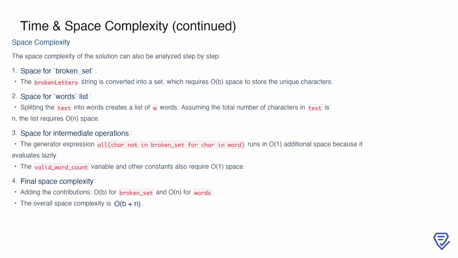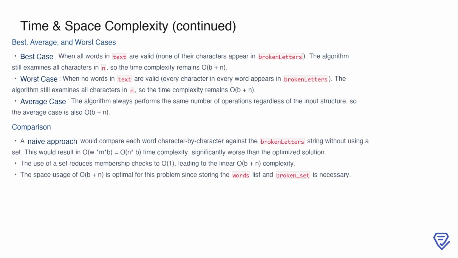For intermediate operations, the generator expression used to validate words operates lazily, meaning it does not allocate additional memory beyond O(1). Similarly, variables like valid_word_count and other constants also use O(1) space. Adding these contributions together, the space complexity is dominated by the broken_set and the words list, resulting in O(b + n) overall. When considering best, worst, and average cases, the operations remain consistent.